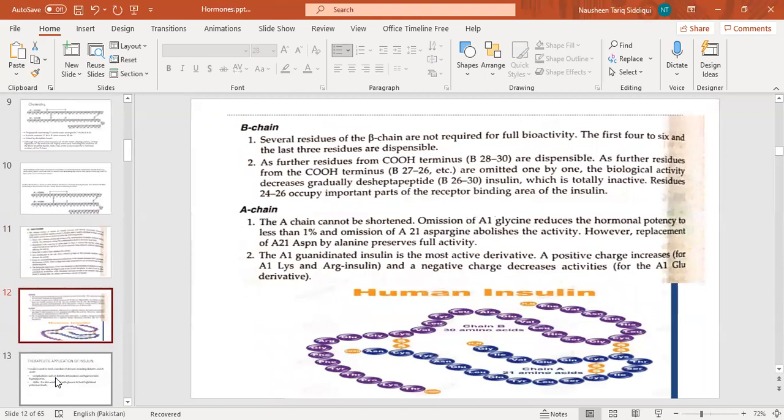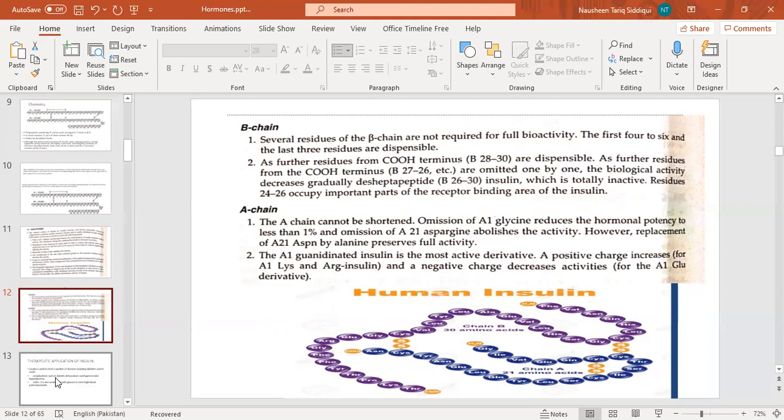Okay. Now we will go chain by chain, looking at where changes can be made in chain B and in chain A. Regarding chain B, several residues of the B chain are not required for full bioactivity. Some amino acids in it are not required. The first 4 to 6 and the last few residues are dispensable. The first 4 and the last 3 residues can be removed.